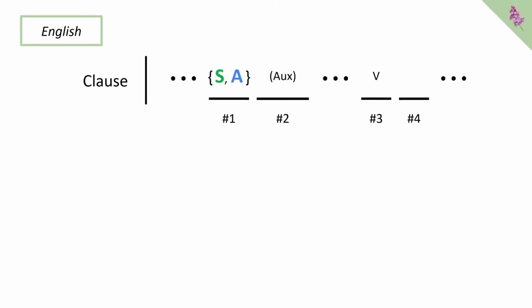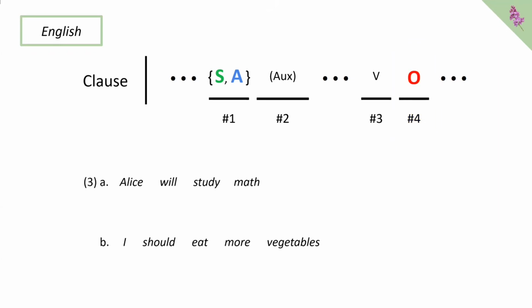Now that we've talked about positions 1 through 3, we can discuss position 4. In English, position 4 is occupied by O-arguments. If we go back to 3a, we'll see the O-argument math immediately follow the verb study, which occupies position 3. Similarly, in 3b, we see the O-argument more vegetables appear right behind the verb eat.